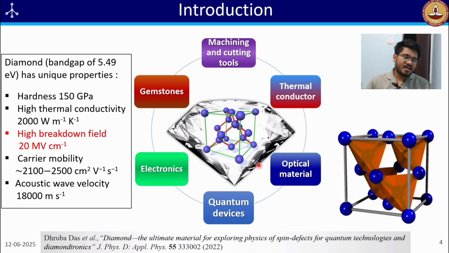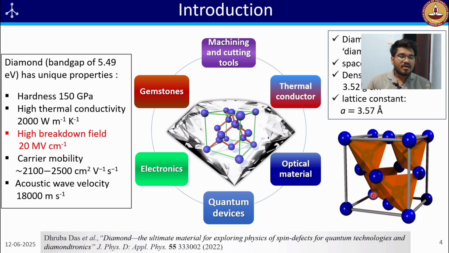So this is basically the diamond structure where diamond is sp2 bonded and it is in a tetragonal structure. You can see these are the carbon atoms which are bonded tetragonally in the diamond lattice. This is the unit cell of the diamond lattice structure. This possesses a diamond cubic crystal structure and belongs to this space group. It has a density of 3.52 gram per centimeter cube and a lattice constant, that is the interatomic spacing, of 3.57 angstrom.